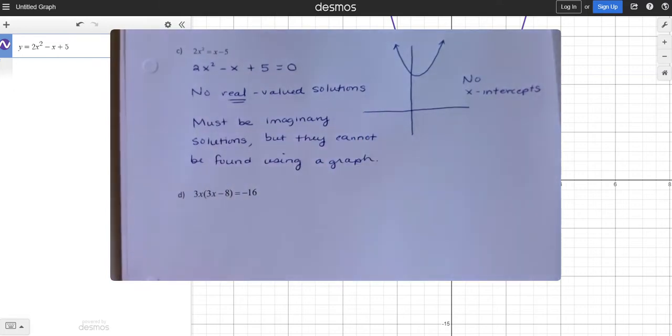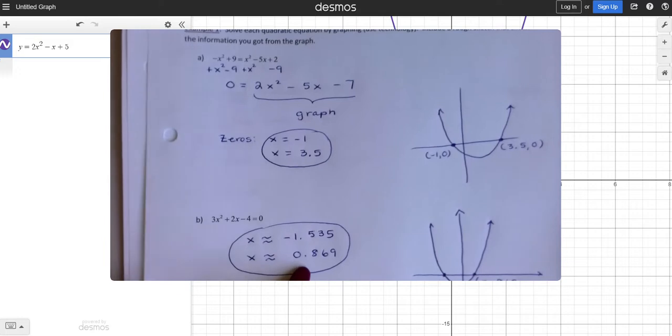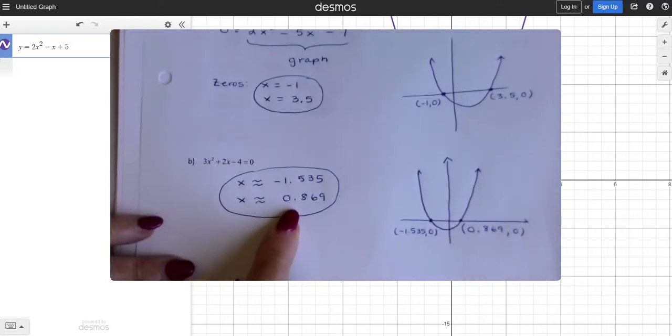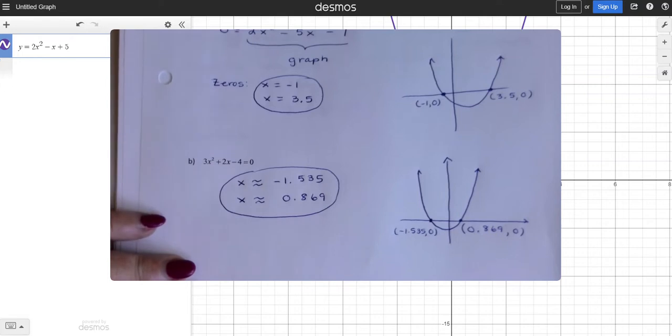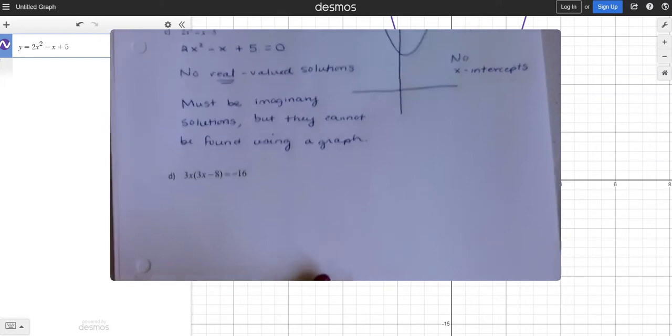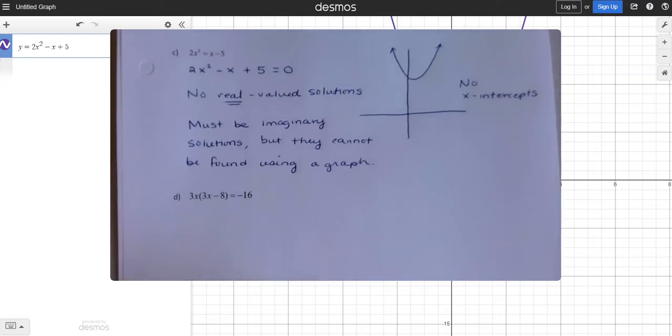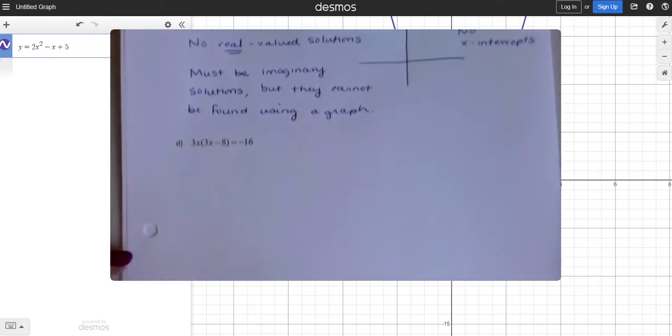So we're starting to see that, yes, this is a great method, but there are some limitations to it, right? What we saw here was one limitation is we can get rounded off decimals, but if we wanted exact values, like 5 plus the square root of 3 or something, we're not going to get that from a graph. And if the solutions happen to be imaginary numbers, we're not going to get that from a graph. So powerful method, but with some limitations. We'll discuss that a little bit more in just a minute, but let's go ahead and look at D first.